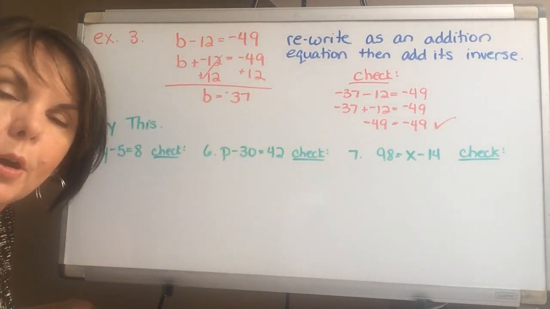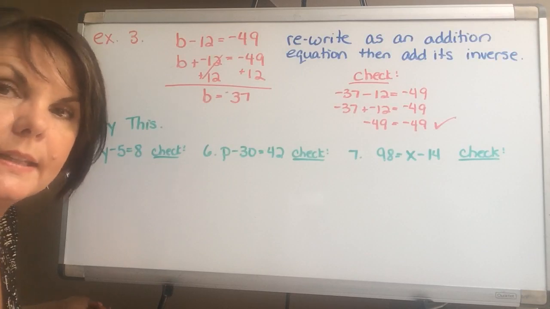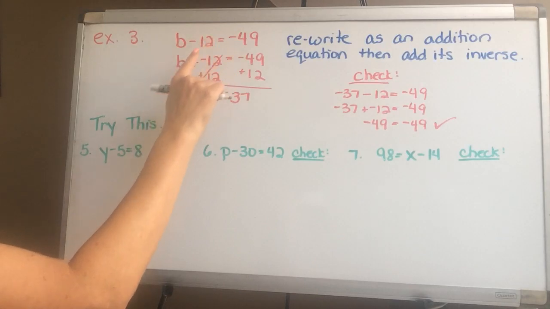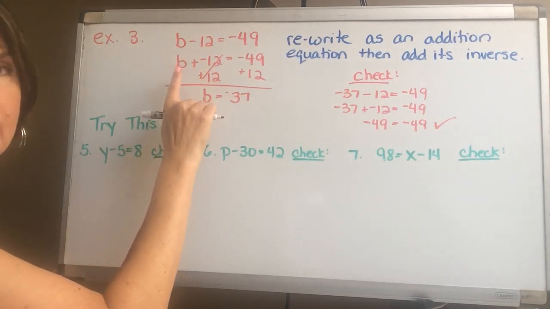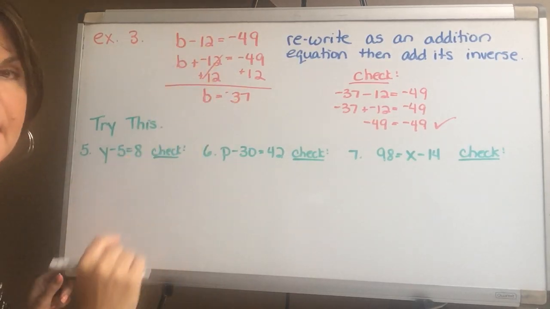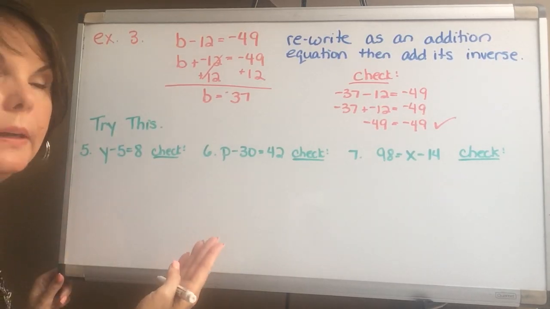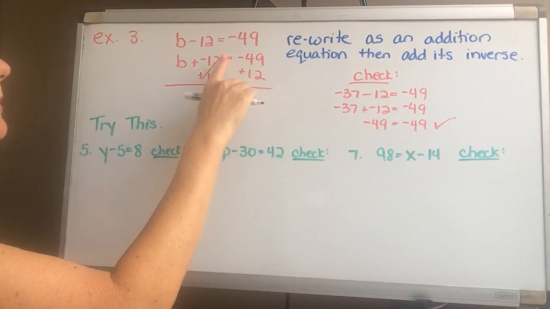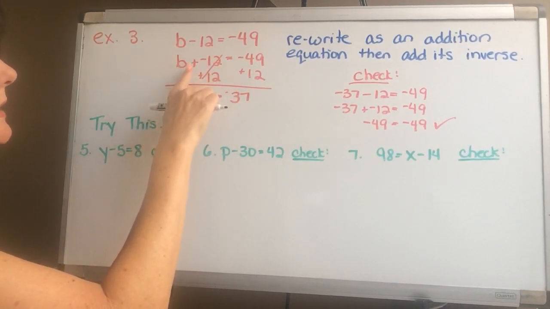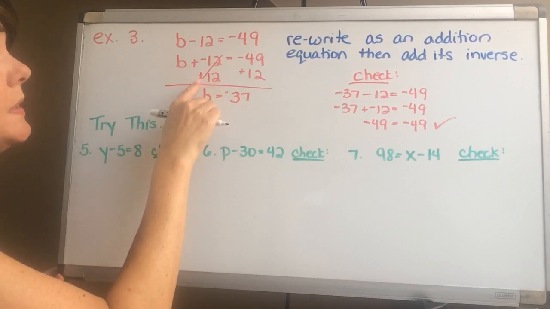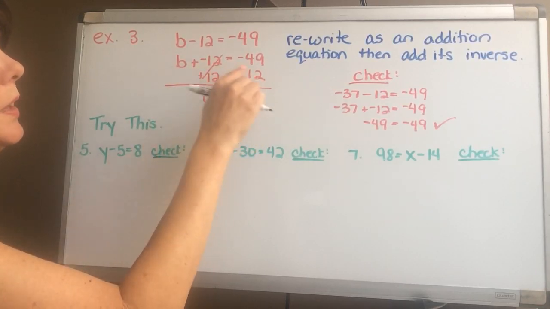Now, if you remember, adding the opposite is the same as subtraction. So we are going to look at B minus 12 in a different way. We're going to look at it as B plus a negative 12. Easy. Now we're just going to do exactly what we were doing. All right, here's my equal sign. My variable B is on the left. It's attached through addition to a negative 12. The inverse of a negative 12 is a positive 12 to both sides.